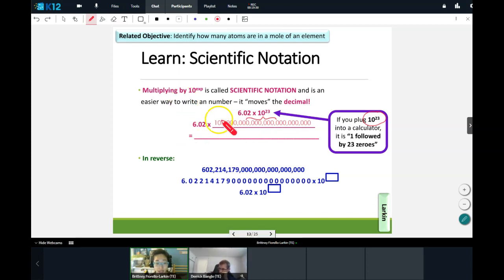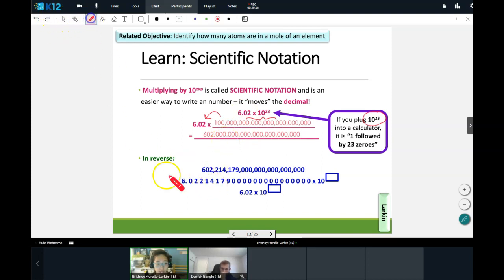Great. Now then, if you take that big number and multiply it by that 6.02, you would end up with 602 sextillion. So 602 followed by all those zeros. There we go. All right, so you would end up with our big number. Again, this is proving to us that this is just an easier way to write this really big number here. You could also do it in reverse.